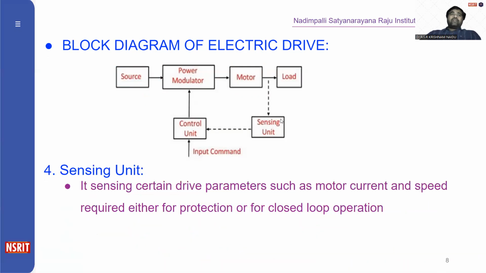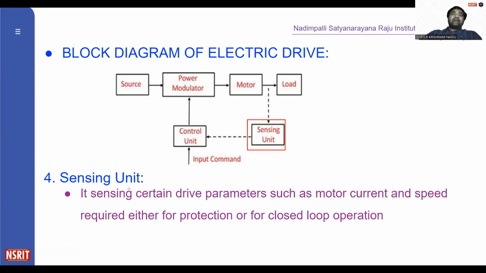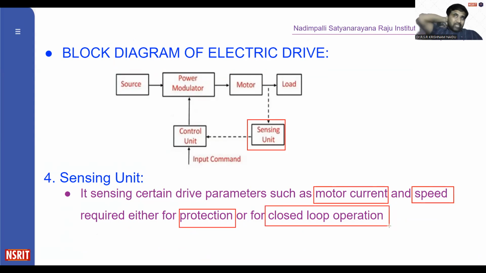Then the sensing unit. This is the sensing unit. The sensing unit senses certain drive parameters such as motor current and speed, required either for protection or for closed loop operation. So the purpose of the sensing unit is to sense the motor parameters like speed and torque for protection purpose or for closed looping. So that is how the sensing unit will be useful.